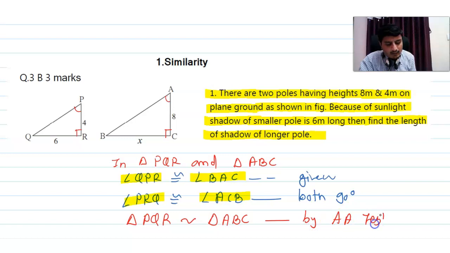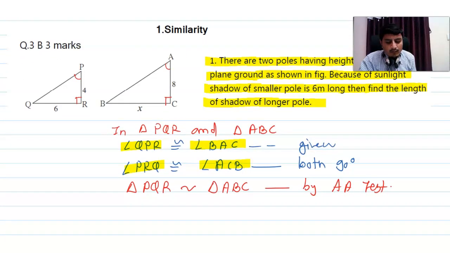Now once the given two triangles are similar, we well know that the ratios of their corresponding sides are equal, so we can say PQ divided by AB equals the next side QR, which corresponds to BC, equals PR, which corresponds to AC.